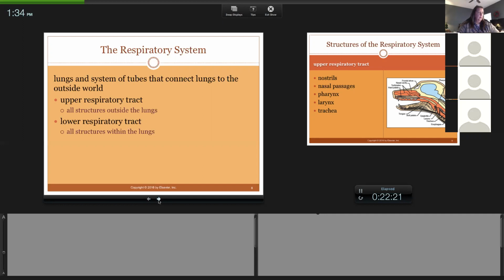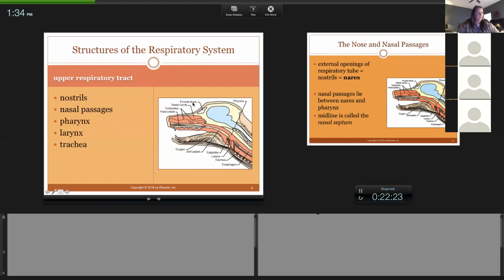This is a picture that's going to be on the test. So this image you will need to know for the test and be able to label and answer questions. So just make sure.